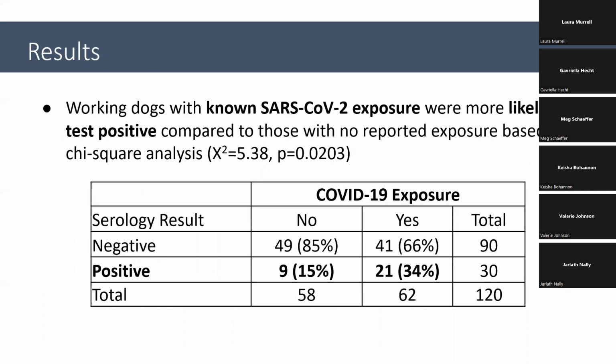Working dogs with known SARS-CoV-2 exposure were more likely to test positive compared to those with no reported exposure, based on chi-square analysis. So 34% of working dogs with a known COVID-19 exposure tested seropositive, compared to just 15% of those with no reported COVID-19 exposure.